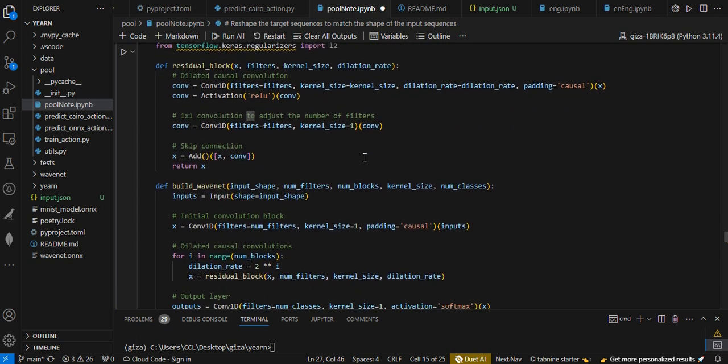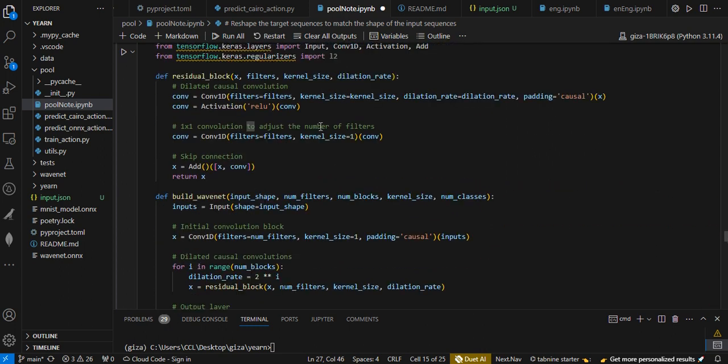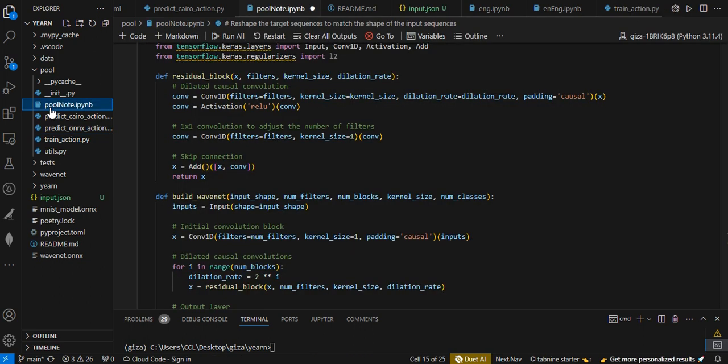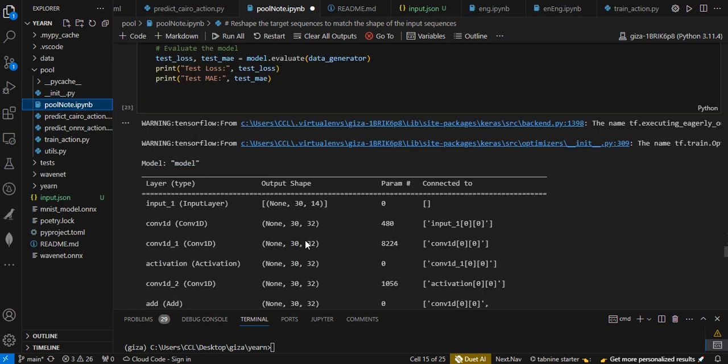And our model, this is where we define our model. Although here you see I have two different functions, I had to refit it for this chain action, since in a task we cannot call a function, we can only call a function in an action. So I combined both functions together here. Let's go to the notebook. Here we define the window, number of filters, blocks, kernel, number of classes, and here we have a model.